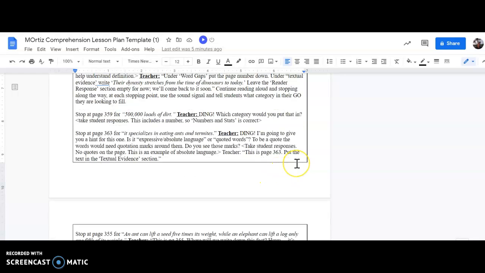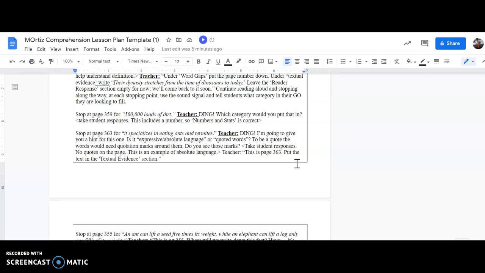Stopping at page 363: it specializes in ants and termites. Ding. I'm going to give you a hint: expressive absolute language. Specializes in eating ants and termites. It's very specific. I give them options: is it expressive absolute language or quoted words?